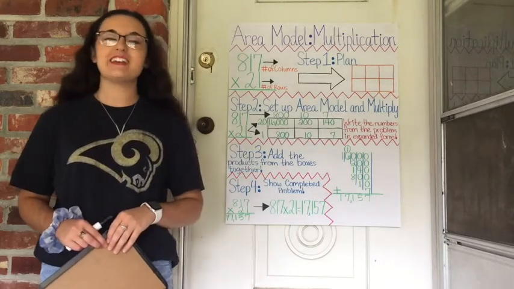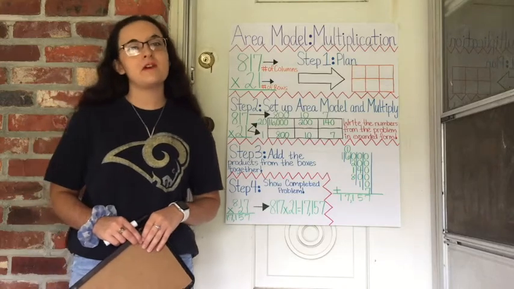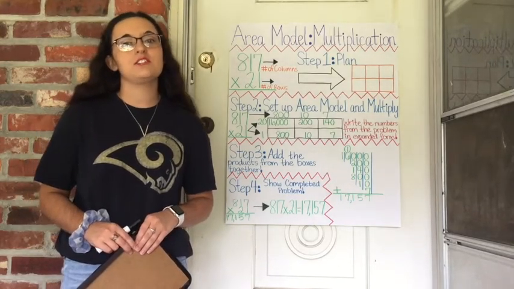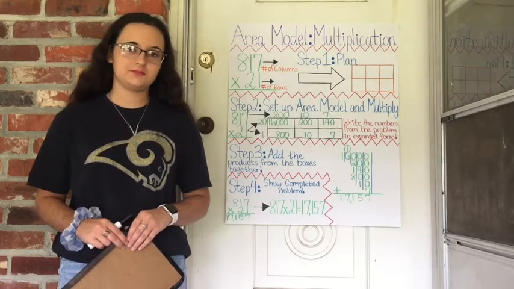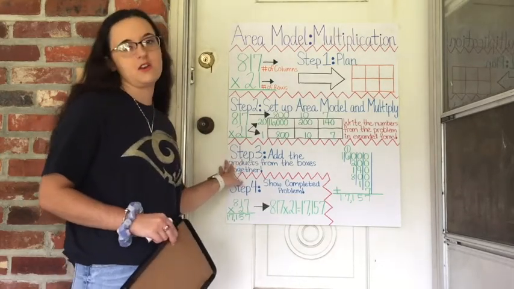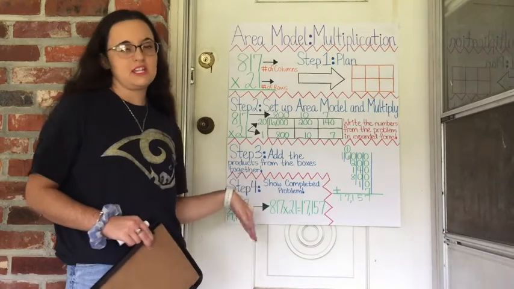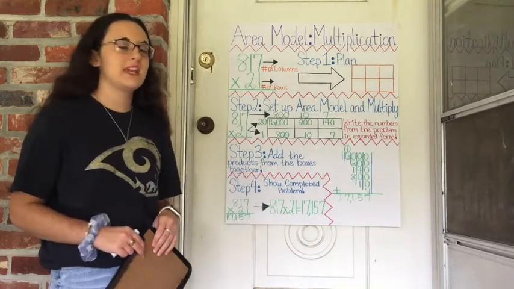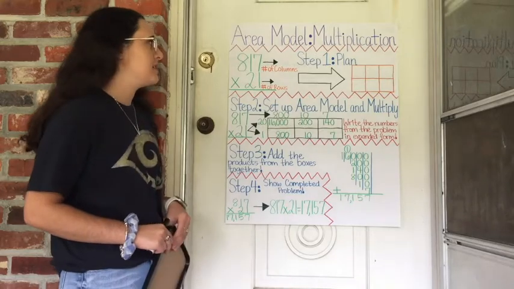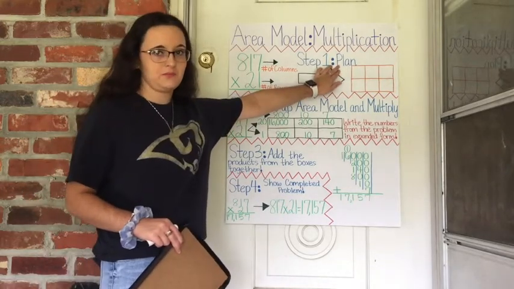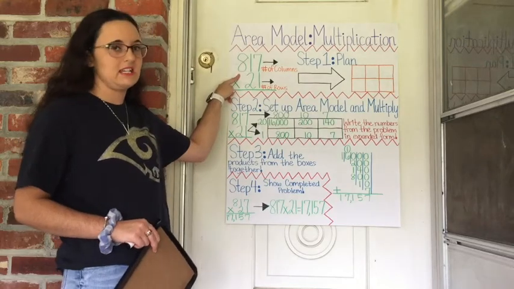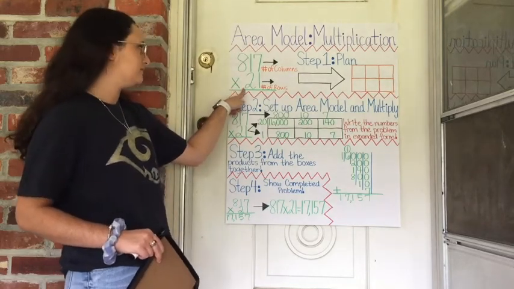charts. But anyways, I have the area model strategy, and this strategy can actually be used for multiplication and division. So the first one that we're going to go over is multiplication. With the area model, when dealing with multiplication, our first step is going to be to plan. And our problem is 817 times 21.